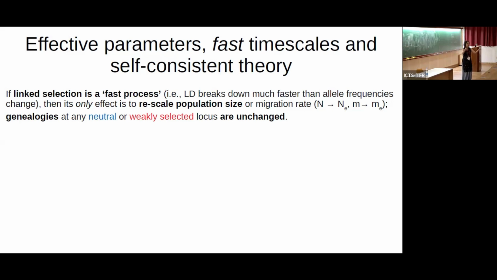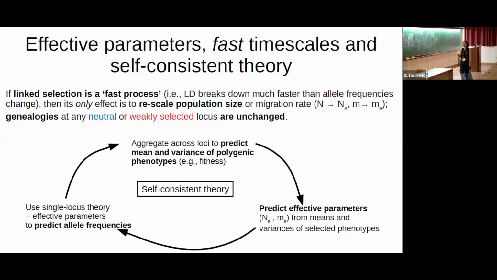sort of genealogies, the same sort of behavior, but just over a faster time scale, whether at a neutral or a weakly selected locus. And this is a general recipe for constructing self-consistent theories, because you use single locus theory plus effective parameters to predict whatever you want at that level, allele frequencies, heterozygosity, whatever. And then you aggregate across loci to predict the mean and variance of polygenic phenotypes, for example, fitness here. And then effective parameters, whether Ne or me, are typically related to fitness differences between groups or fitness variation within groups. So this sets the stage for a self-consistent theory.